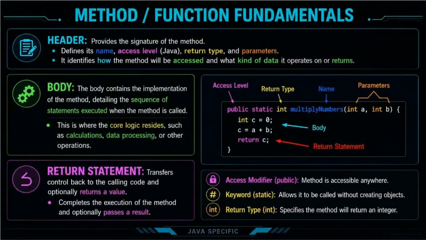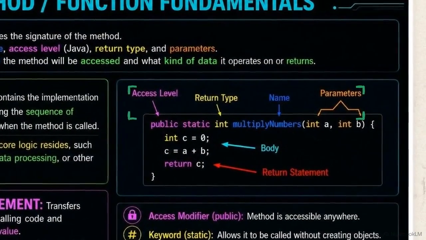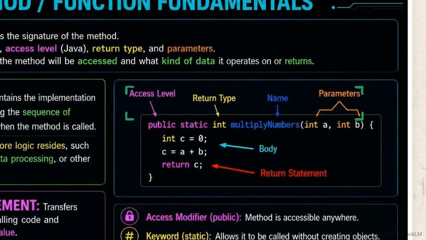This layout details the structure of a Java method, separating the code into 3 distinct anatomical parts. First is the header. This establishes the method's signature and its strict operational contract with the rest of the program. The header defines exactly how the method is accessed, the type of data it will return, its name, and the specific parameters it expects to receive.